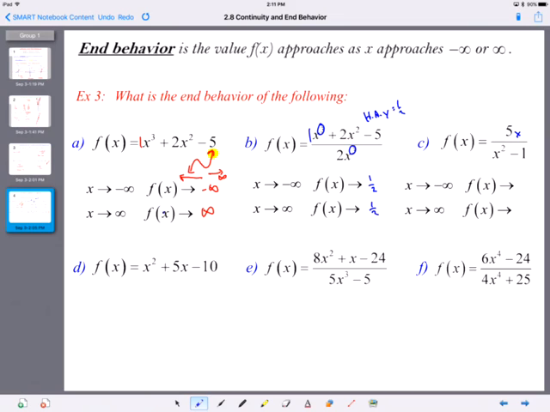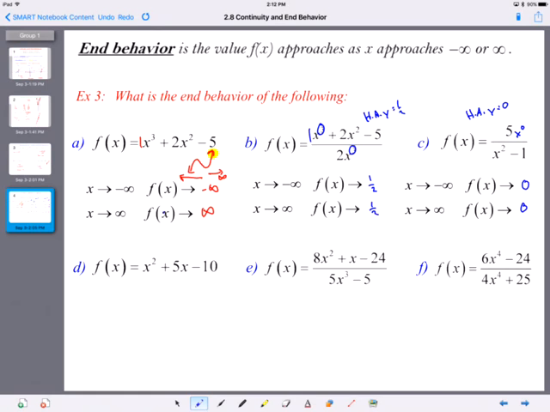All right. What about example C? Well, this doesn't have an x on top, but if it was there, it'd be x to the 0. So the degree on top is smaller than the degree on bottom. So what's your horizontal asymptote on this one? That's y equals 0. So once again, your end behavior then is 0.